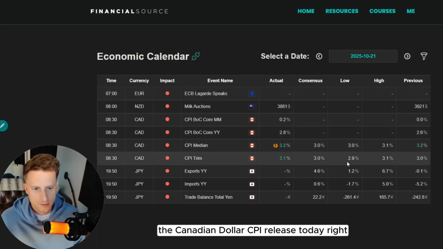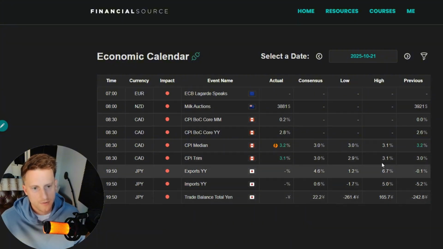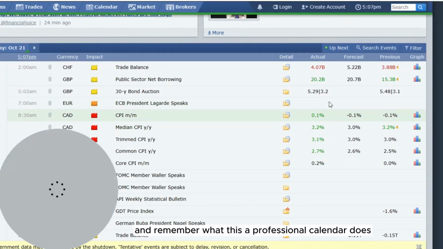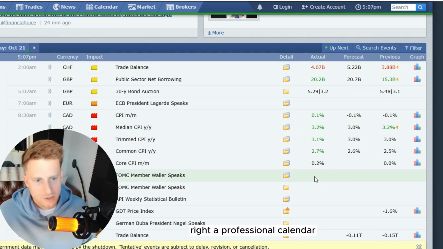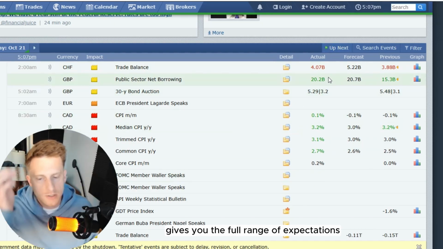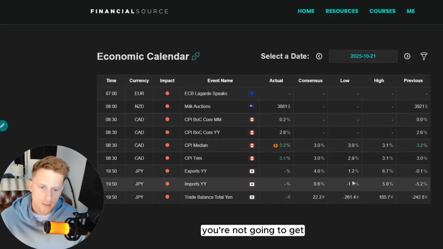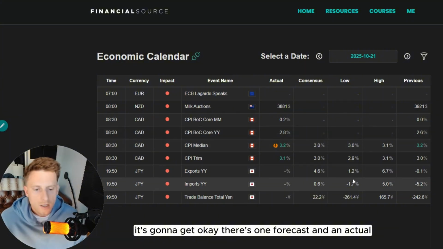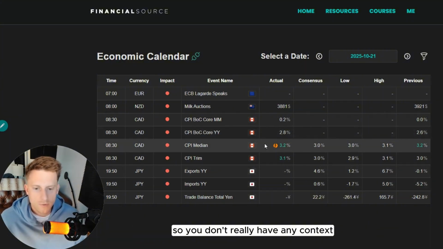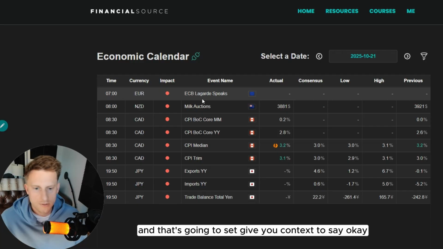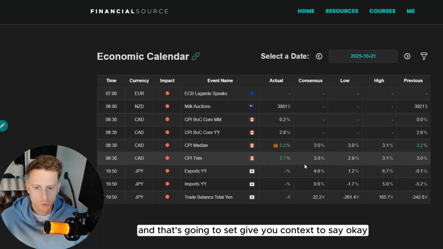And remember what a professional calendar does, right? A professional calendar gives you the full range of expectations. If you just go over to Forex Factory, for example, you're just going to get one forecast and an actual. So you don't really have any context to trade this event. But with a professional calendar you get the full range, and that gives you context to say, okay, the number deviates outside this range, so there's a good chance that the market moves. And this is an inflation print, so there's a really good chance that the market moves on this print.